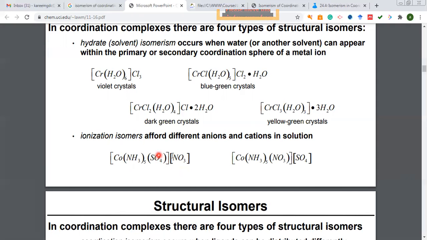Now what we have done is exchange the sulfate with NO3. Then we got this one, and due to this the physical properties also change. So ionization isomers afford different anions and cations in solution. Here different anions are exchanged, and that results in the formation of a new isomer. Such isomers are known as ionization isomers.